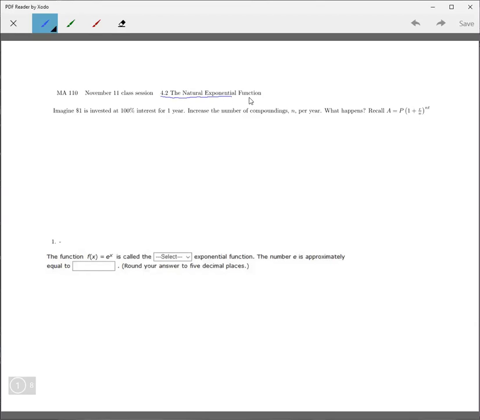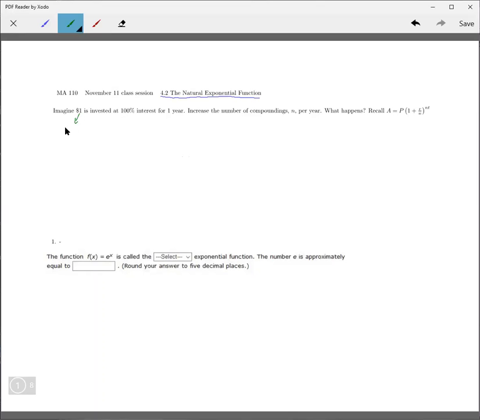About the natural exponential function. Okay, now what I'm going to do is go about it this way. Imagine that we have $1 and we invest.